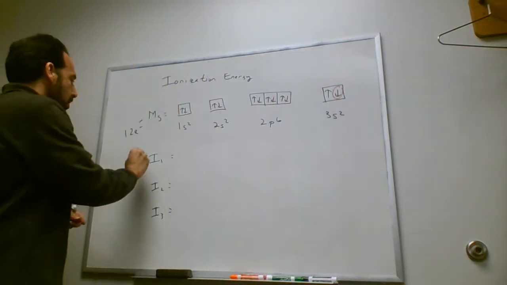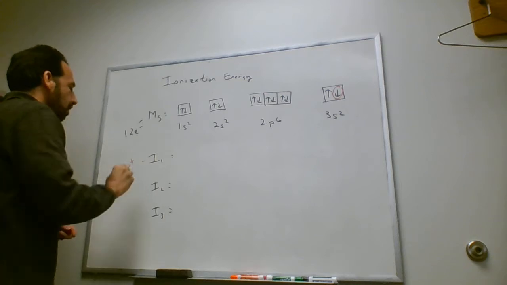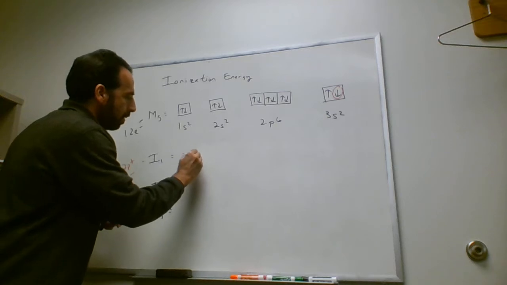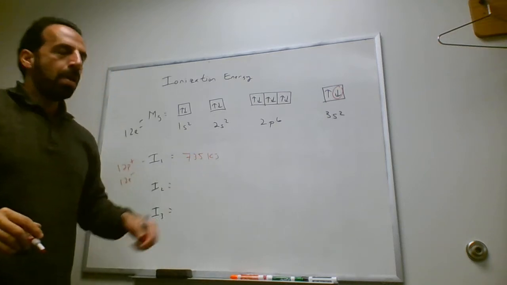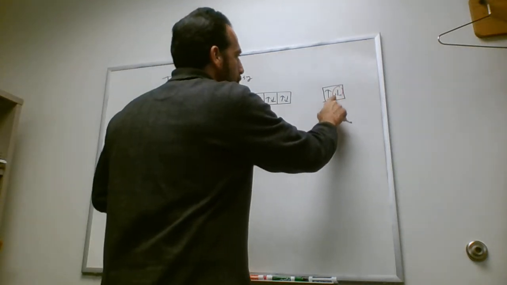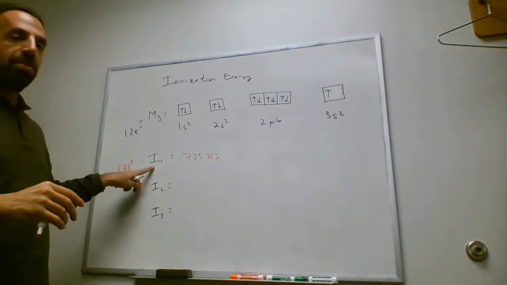In this case right here, you have 12 protons, 12 electrons. So to remove that electron, it's about 735 kilojoules. So to remove this electron right here, 735 kilojoules. So I'm going to erase it. Now that electron is removed. That's the first ionization energy.